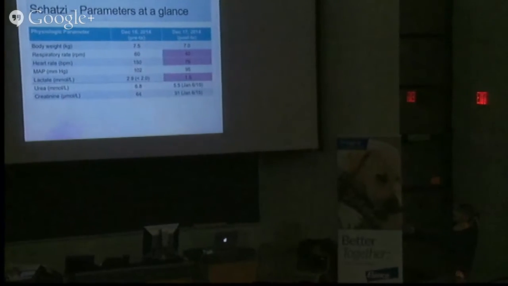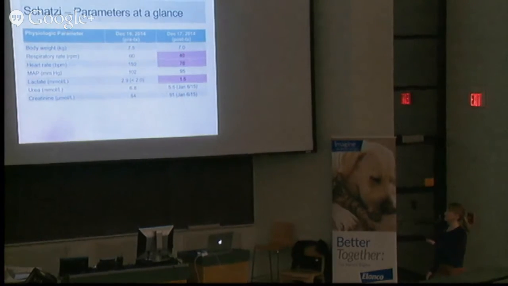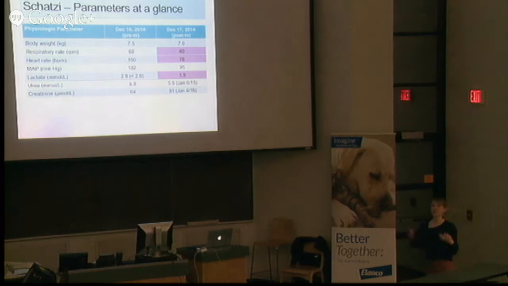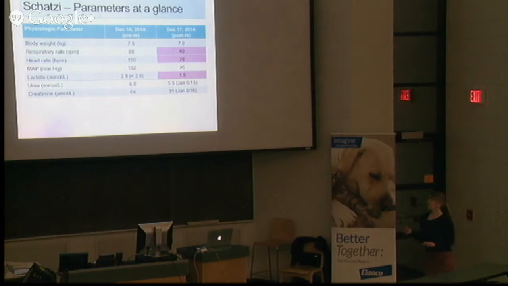Well, we can see her resp rate from her pre-treatment to her post-treatment. It's certainly come down. It's not normal, but it's come down. Her heart rate actually settled down quite a bit. Her lactate even, isn't that interesting? Just by giving diuretics and maybe one dose of Pimo she'd received by that point, her lactate came down into the normal range. We didn't have a urea and creatinine the very following day, but we did have one not too long after in January, and her renal parameters were holding on just fine.